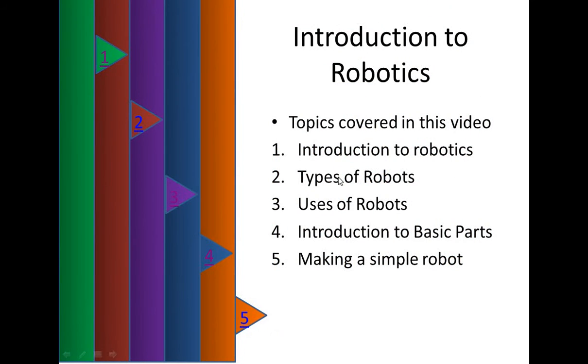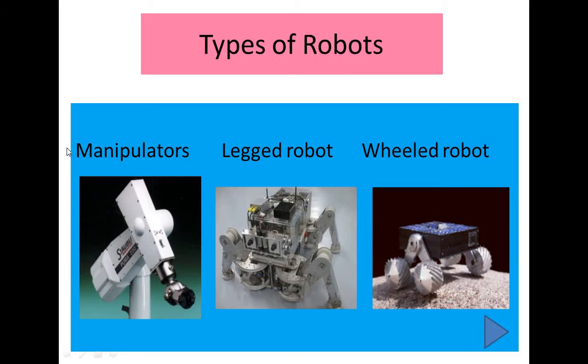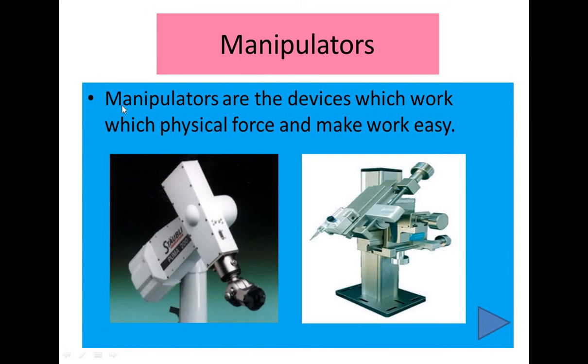So let's move forward to types of robotics. What are the types of robots? There are three types of robots: manipulators, legged robots, and wheeled robots. We'll be learning about all three. Let's get started. Manipulators. What are manipulators?